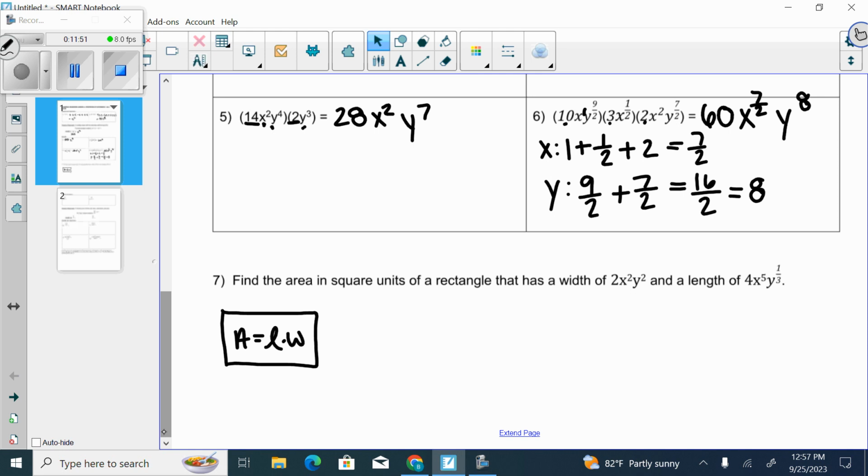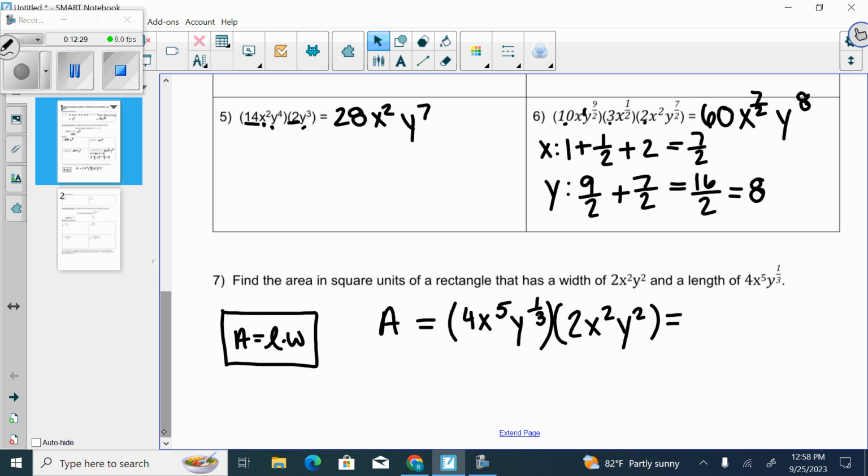So would it be parentheses 2x to the second power, y to the second power, close, and okay. Very good. So they told us the length was what? Okay, so I'm going to plug that in for L. 4x to the 5th, y to the 1/3, times the width, which they said was 2x to the second power. Good. Okay. And now we work it out just like the one up above it.